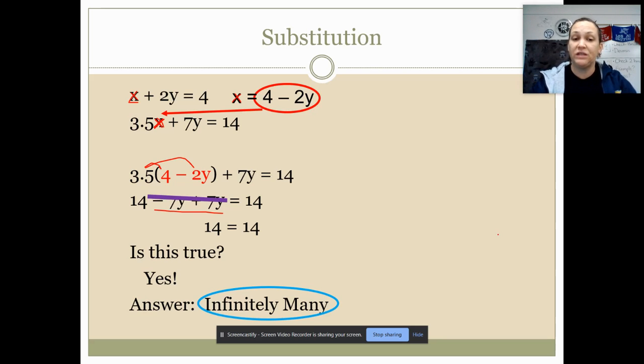But today we're doing substitution. So this is what it looks like when solving using substitution. This concludes our notes about substitution.